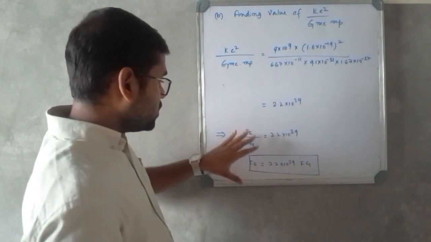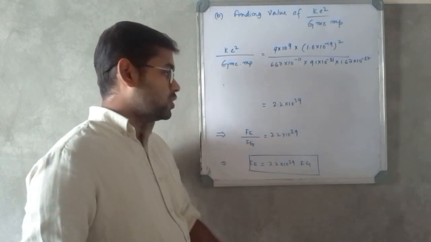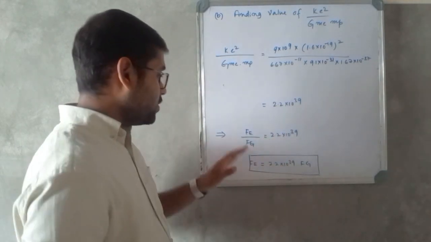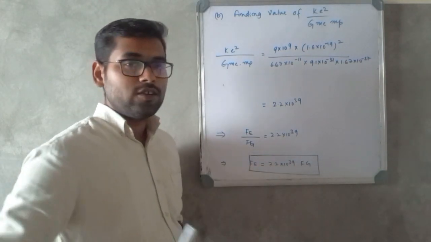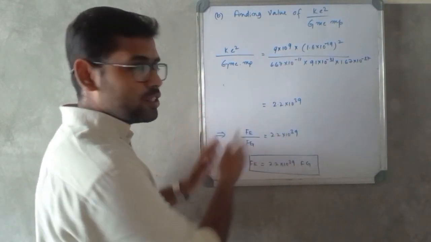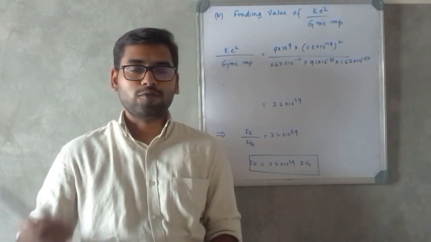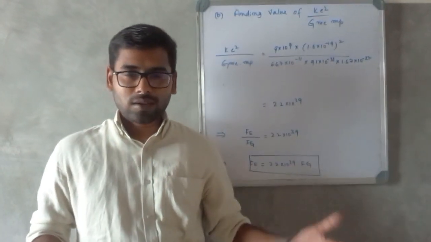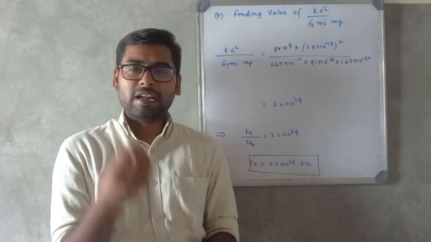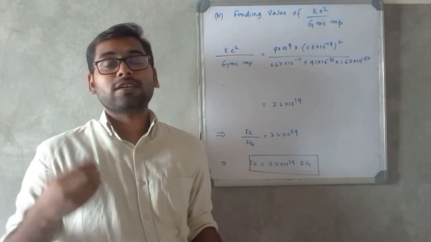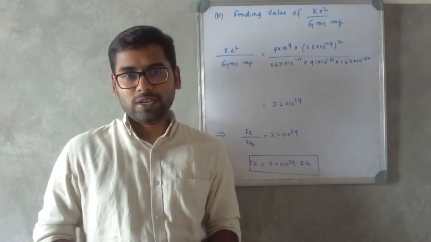So now this also signifies that the ratio of Fe and Fg is equal to 2.2 into 10 raised to 39. And Fe can be written as 2.2 into 10 raised to 39 into Fg. So what does this ratio signify? So basically it tells us how strong the electric force is compared to the gravitational force. Out of the four fundamental forces that we have in nature, gravity is the weakest force, whereas electrostatic force is the second strongest force after the strong nuclear force.